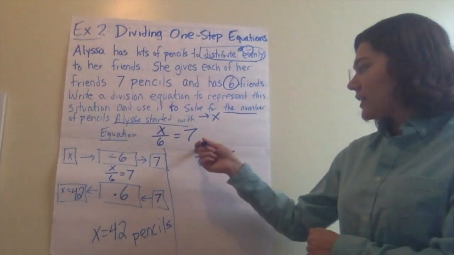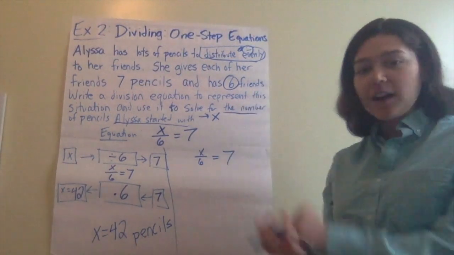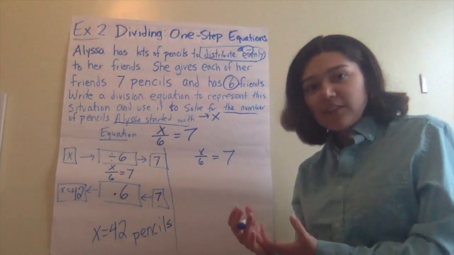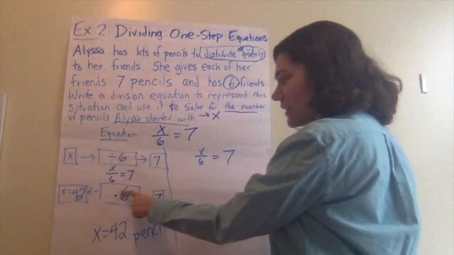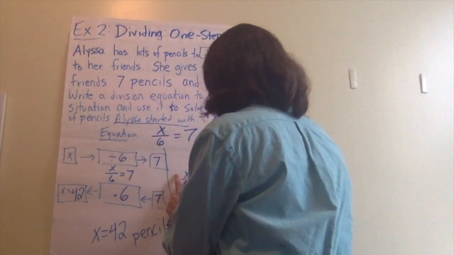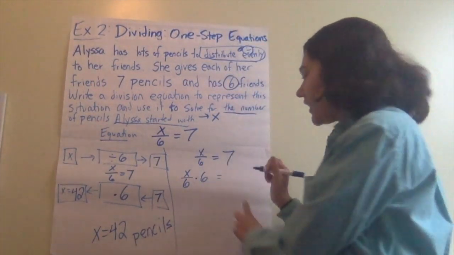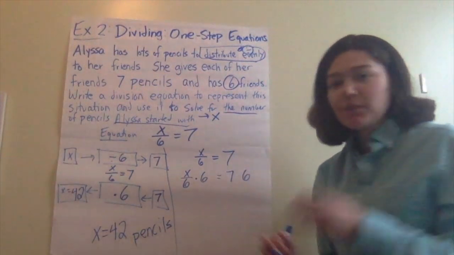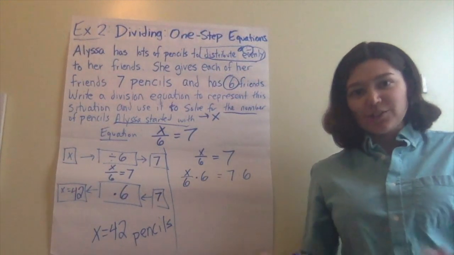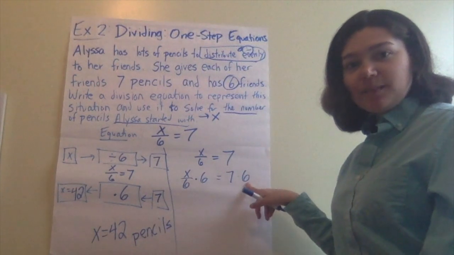I have my equation, x divided by 6 equals 7. Okay, so I'm dividing by 6. I want to do the opposite of that. I want to undo it. So to undo dividing by 6, I'm going to multiply by 6, just like my flowchart told me. So if I multiply by 6 over here, I have x divided by 6 times 6. I also need to do that on the other side of the equation. If I'm doing something to one side of the equation, I have to do it to the other. Otherwise, I'm not keeping it a balanced equation, a true equation. So I multiply by 6 over here, and I multiply by 6 over here.